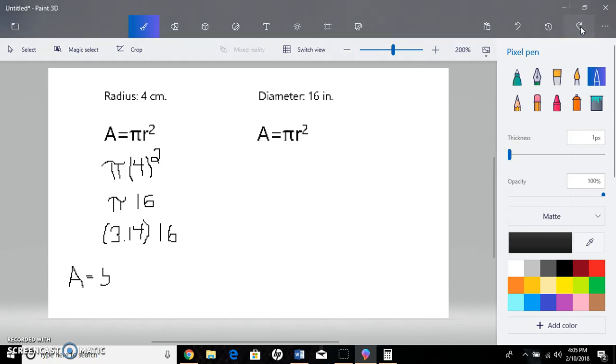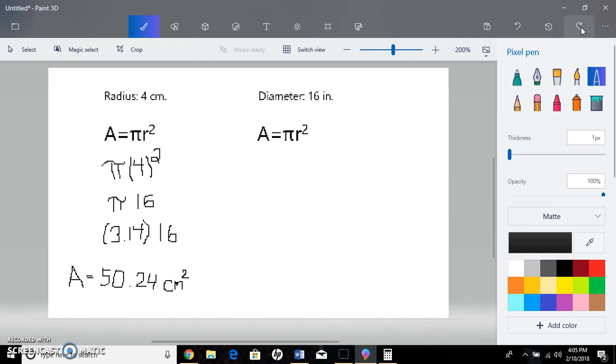Area equals 50.24. And don't forget that you have to do centimeters, but make sure the centimeters is squared. So now let's move on to diameter.